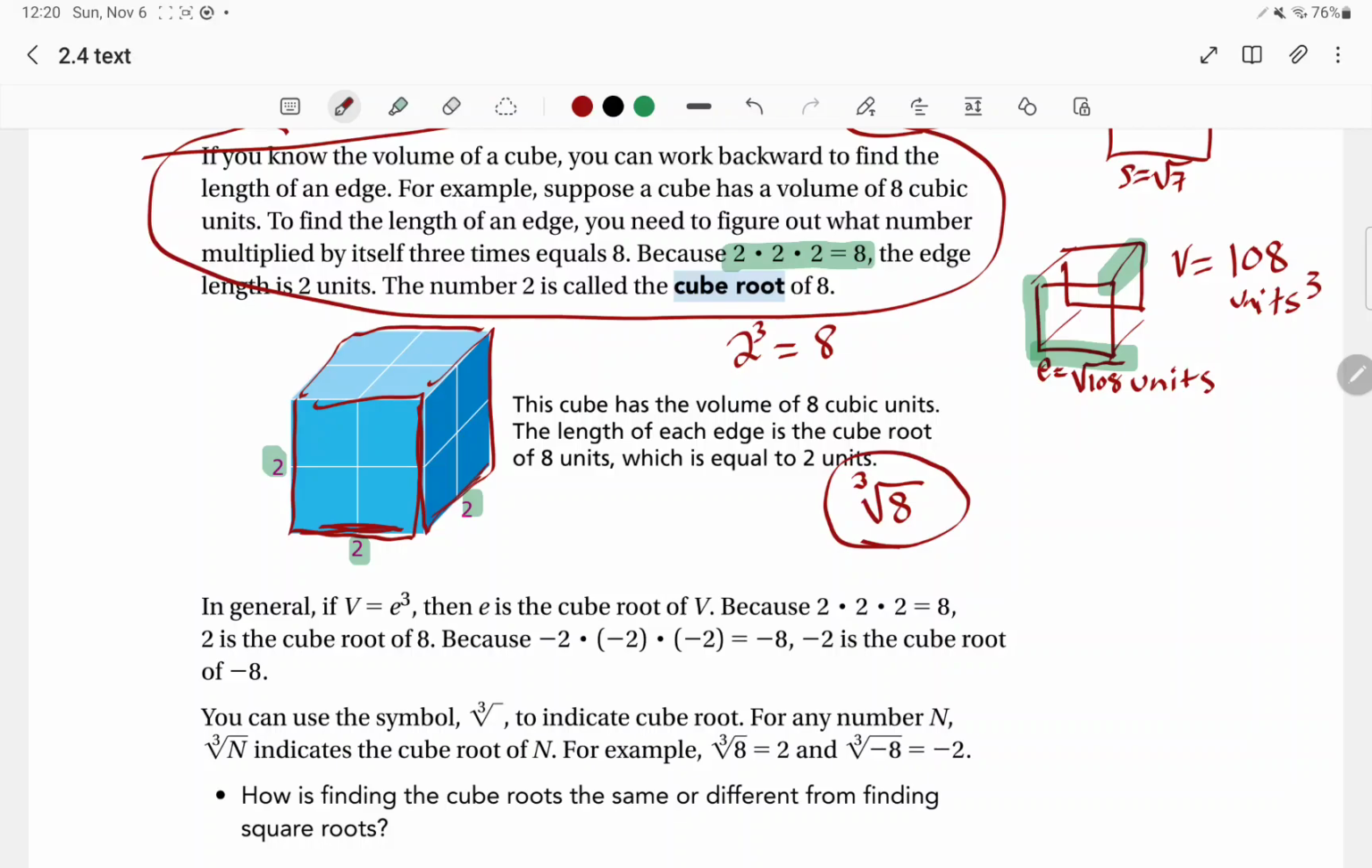If we generalize that a little bit, we can do it for any number. So let's say the cube root of n, as they have down here, right? That is the cube root of n. So it's asking the question, what number times itself 3 times will give me whatever this n value is?